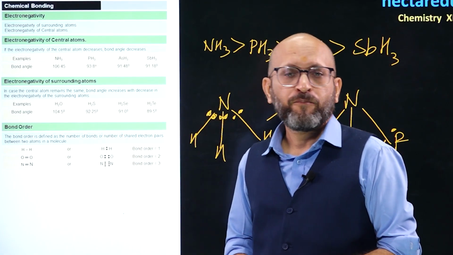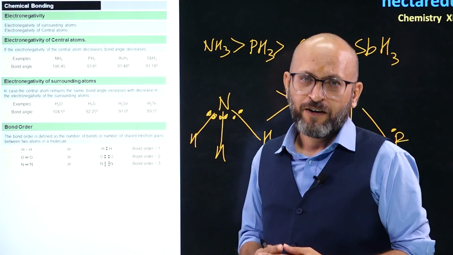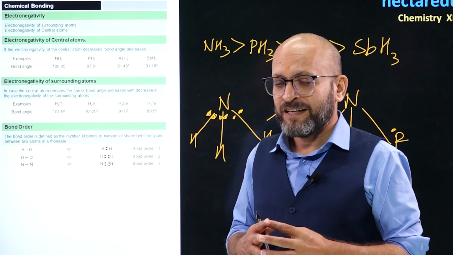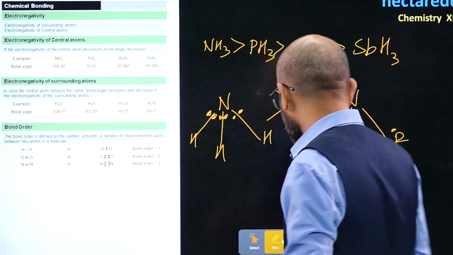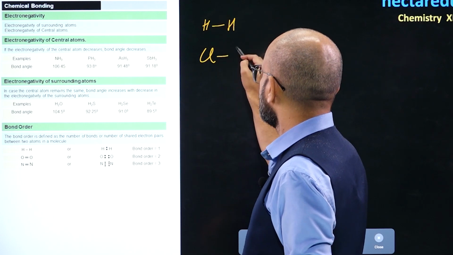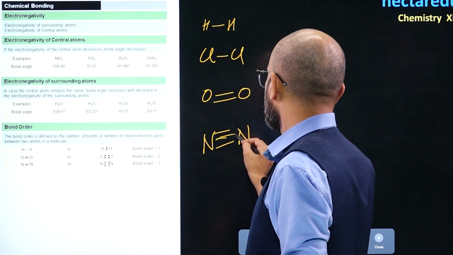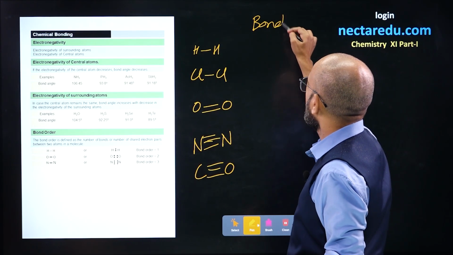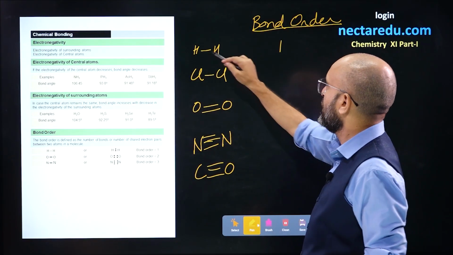And last point is about bond order. What is bond order? As you all know, bond order means number of bonds between 2 atoms. So, number of bonds between hydrogen atoms in H2 molecule is 1. So, bond order in H2 is 1. I will show you bond order in a few molecules. Bond order in H2 molecule depends on number of bonds between H and H. So, it is 1.